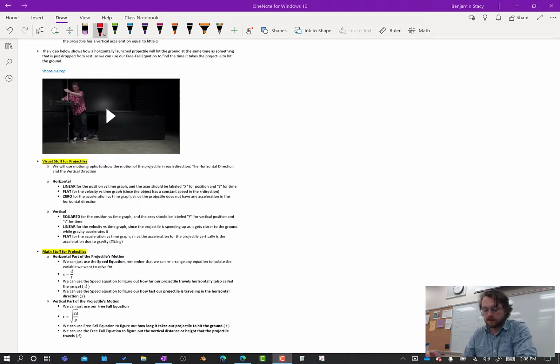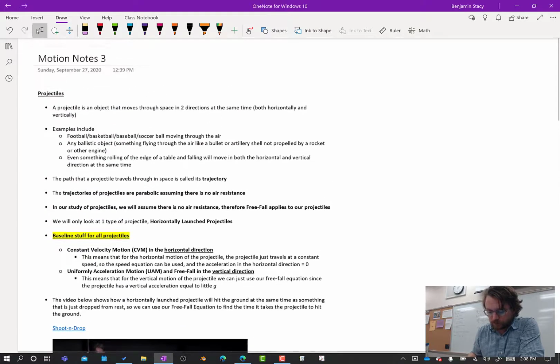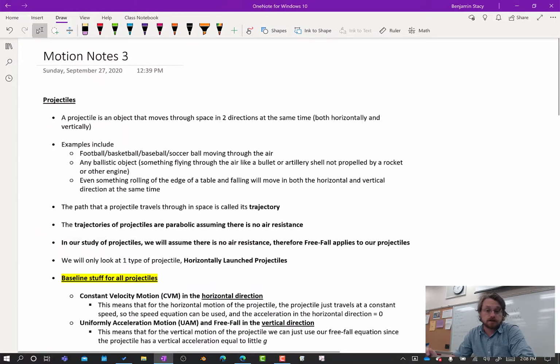In the notes here, in our content library, motion notes number 3, we start off with a definition of what projectiles are. A good comparison to make is that first we had objects moving just horizontally at a constant speed. Then the next week about motion, we talked about objects that are falling from rest and speeding up because gravity is accelerating them. And we know that the acceleration these objects experience when they're falling is this special acceleration called the acceleration due to gravity, or little g.